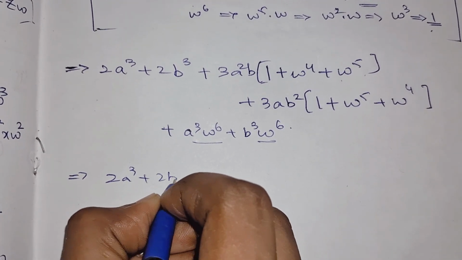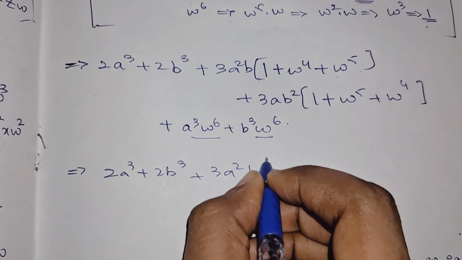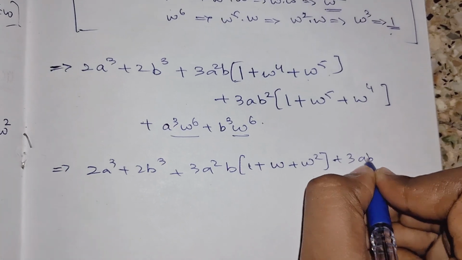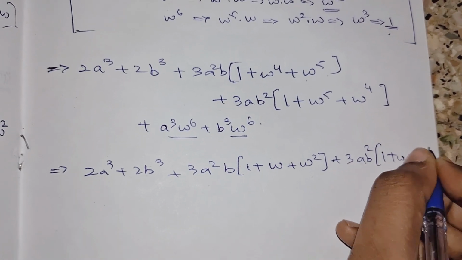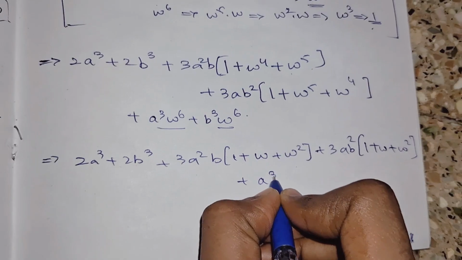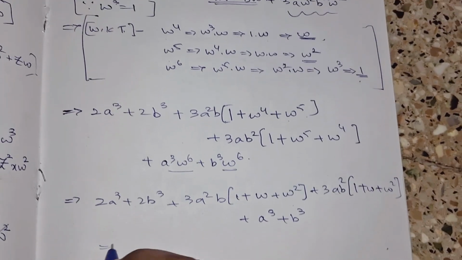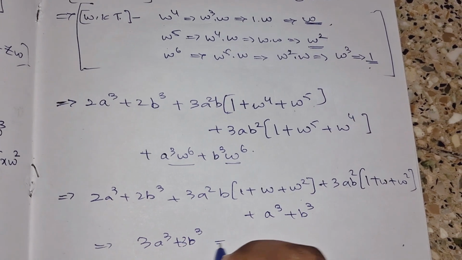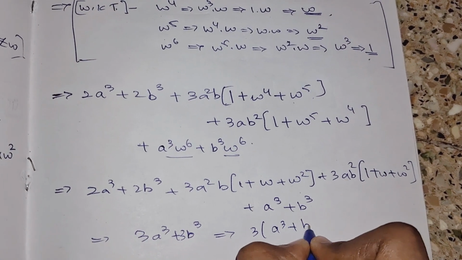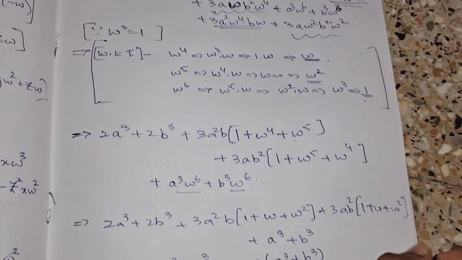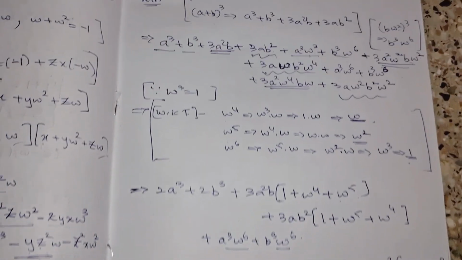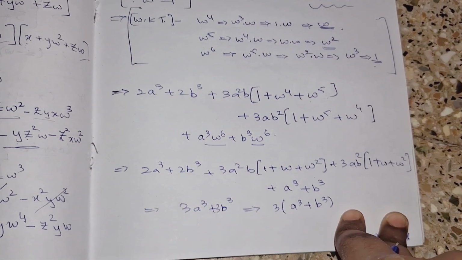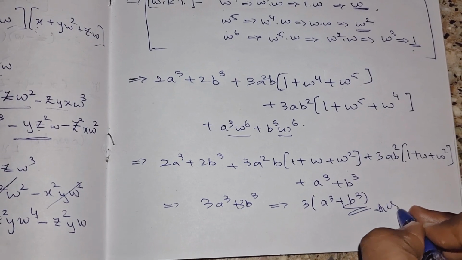2a cube plus 2b cube plus 3a square b (1 plus omega square) plus 3ab square (1 plus omega square) plus a cube plus b cube, which will give us 3a cube plus 3b cube, which can be written as 3 of (a cube plus b cube) also. So in this way you can solve the first question of the 6th bit, and this is the answer.